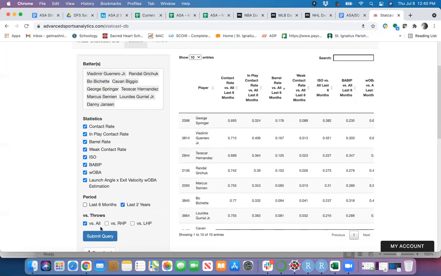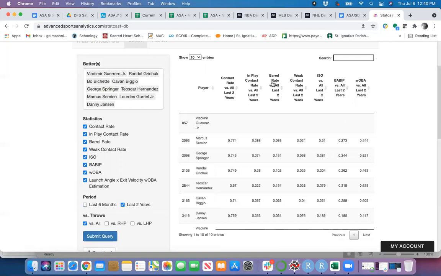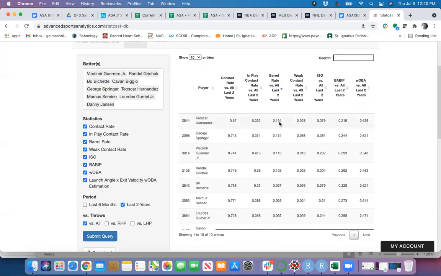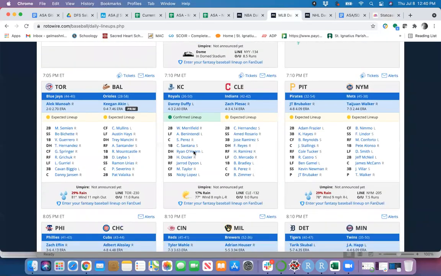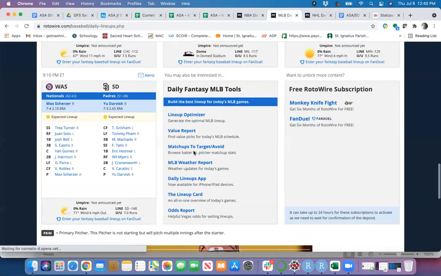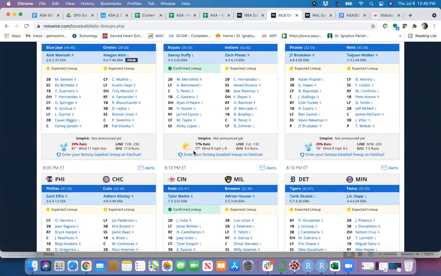Last 2 years, we could do this. And again, you see Hernandez, Grichuk still ranked pretty high. So this might be a reasonable stack right there. Of course, try to jam that in with Darvish and Harper. Good luck with that. So you might have to make some decisions somewhere along the way.